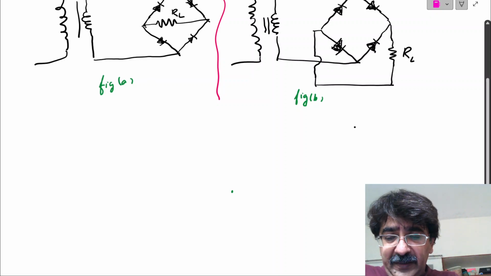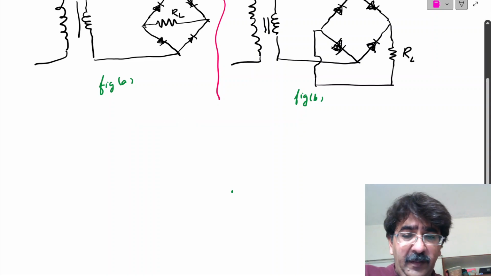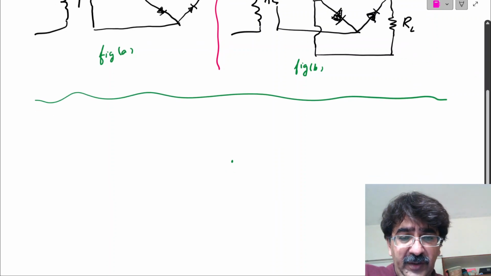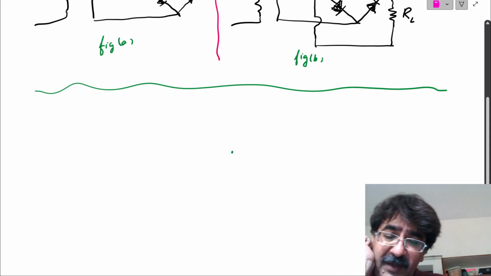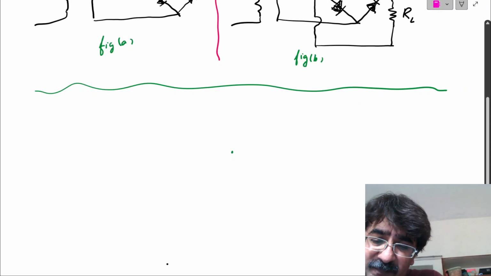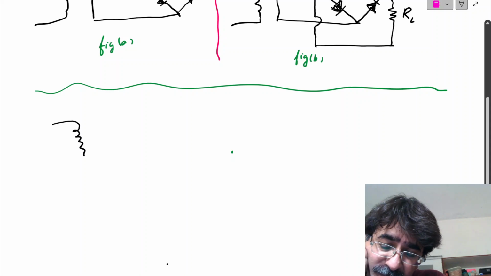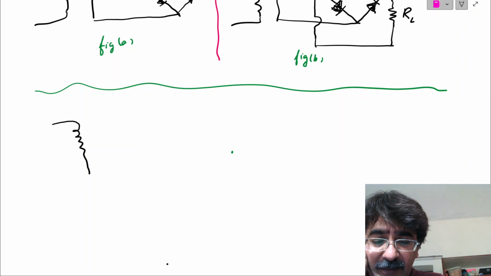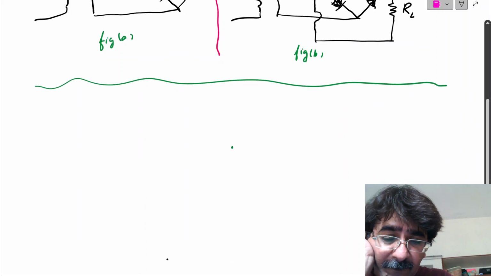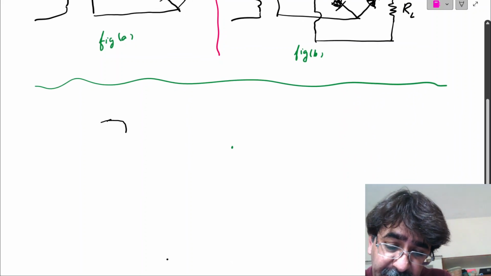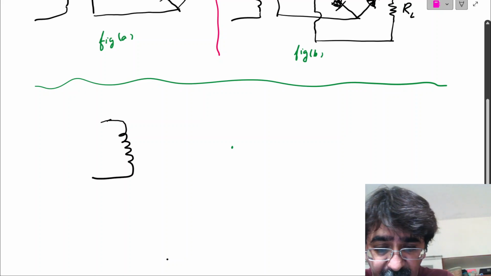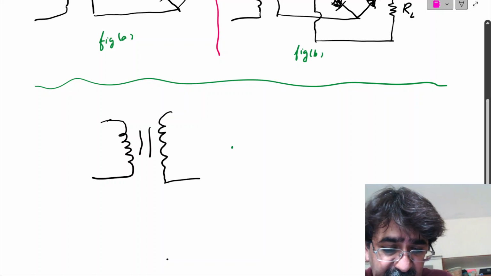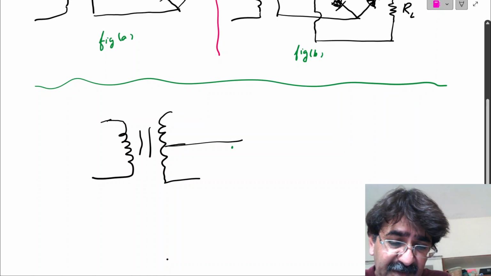Now I will explain these 2 types of transformer. What is the difference between the center tap transformer and the simple transformer? This is a diagram for the center tap transformer. It is tapped from the center, so it is grounded from the center.